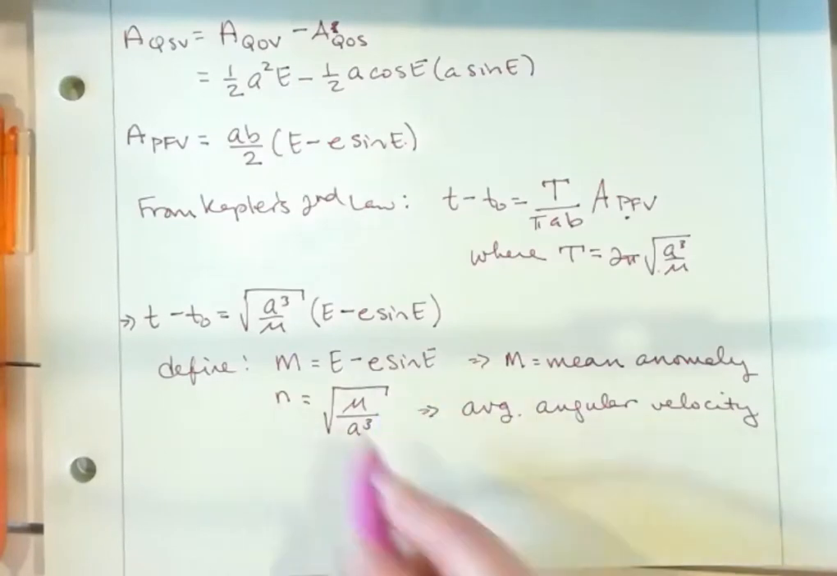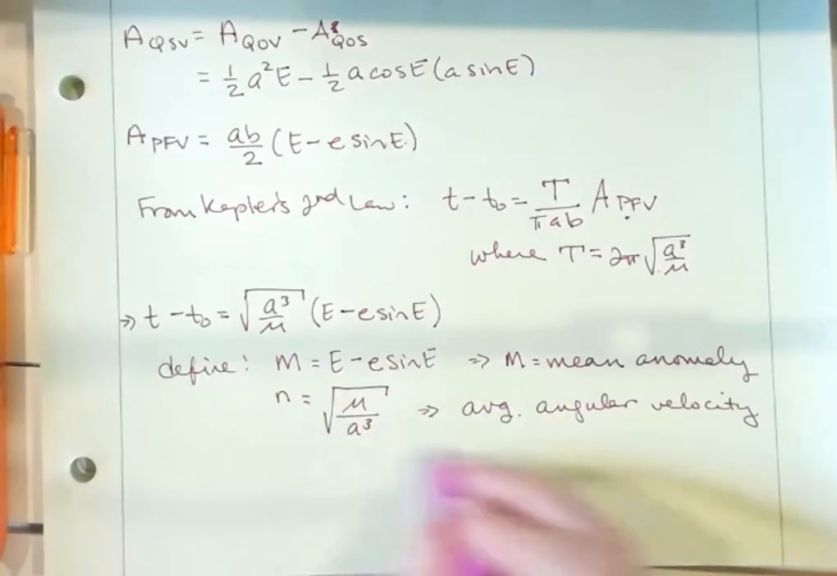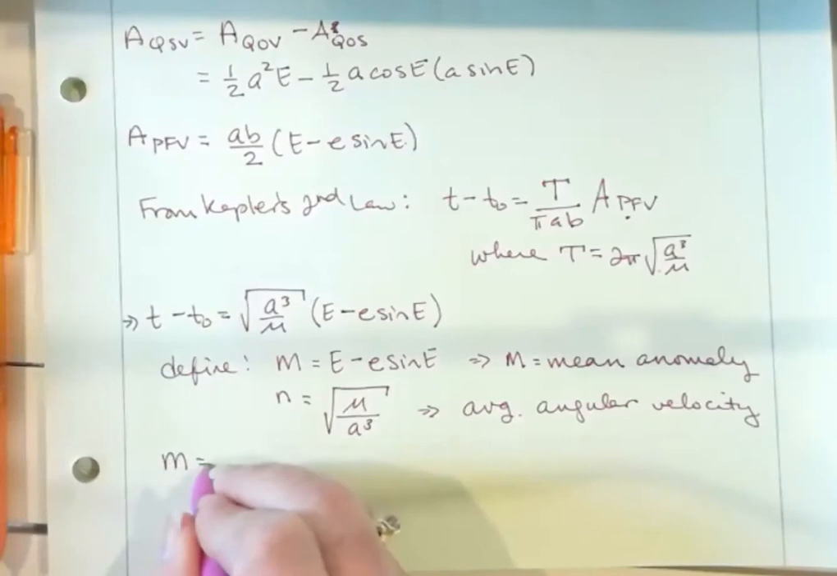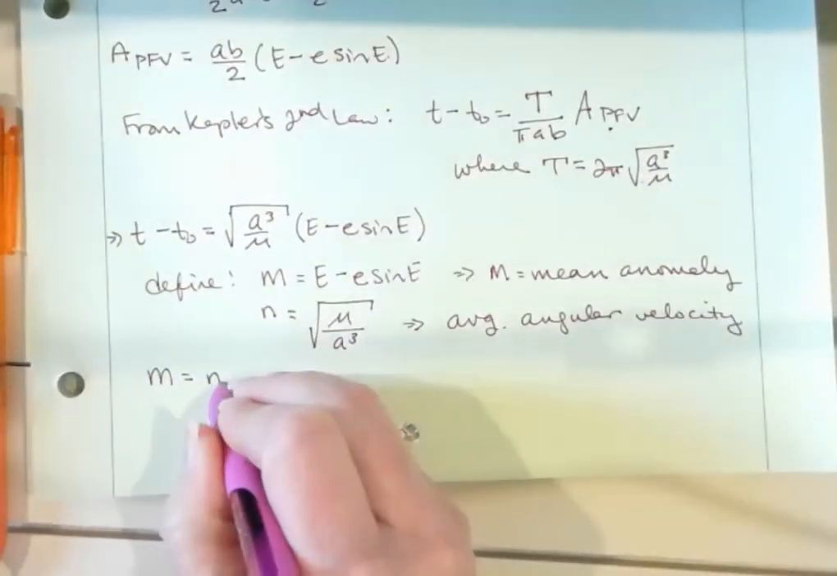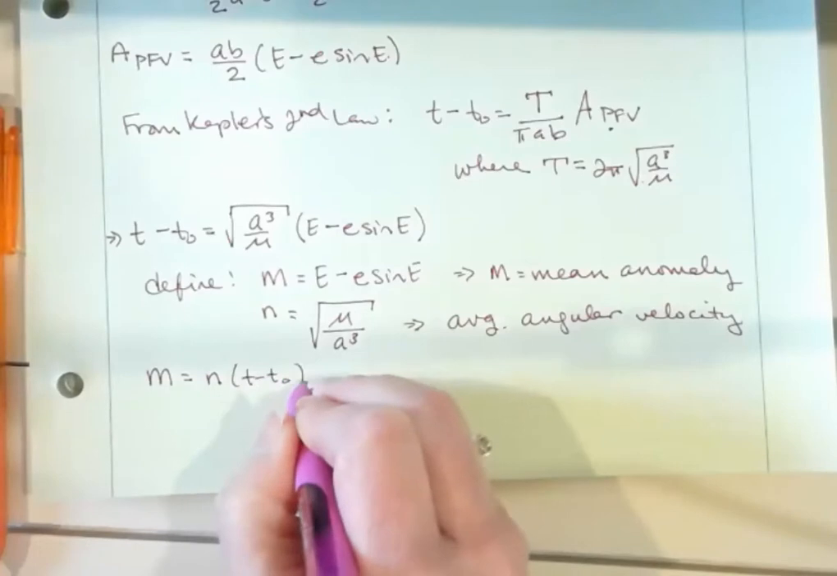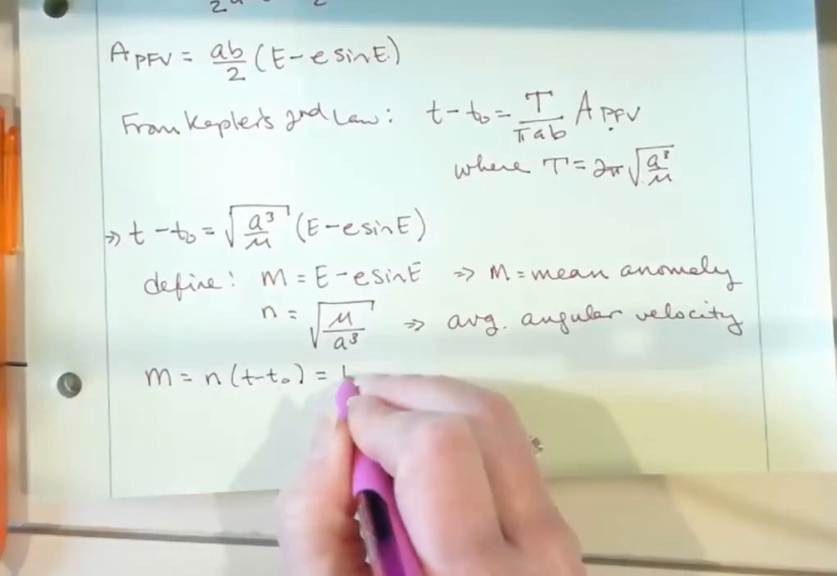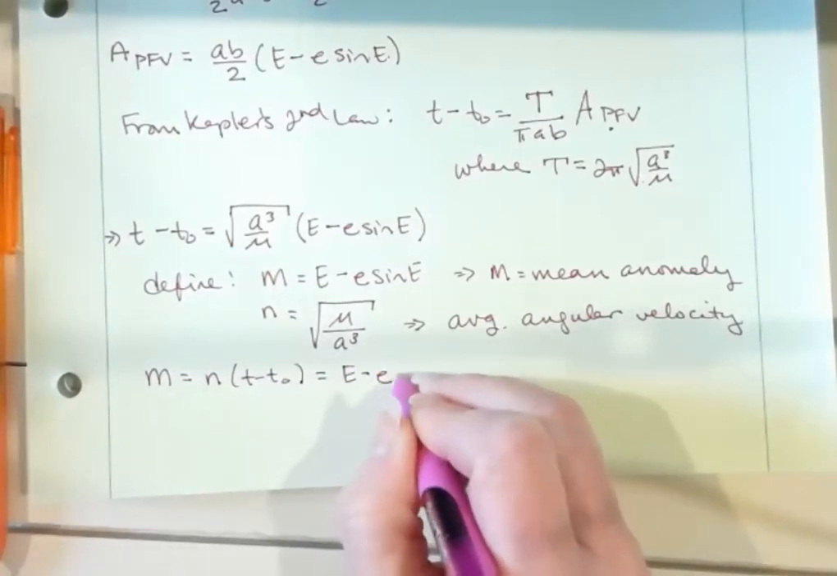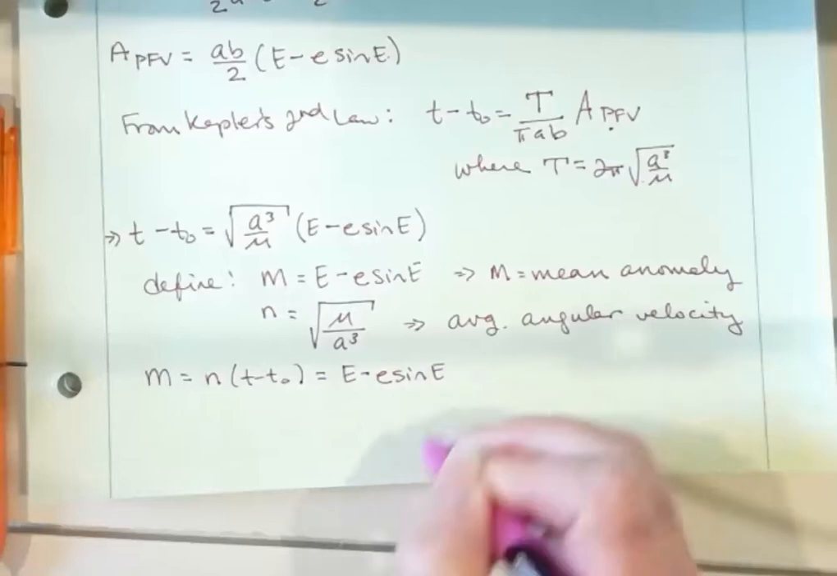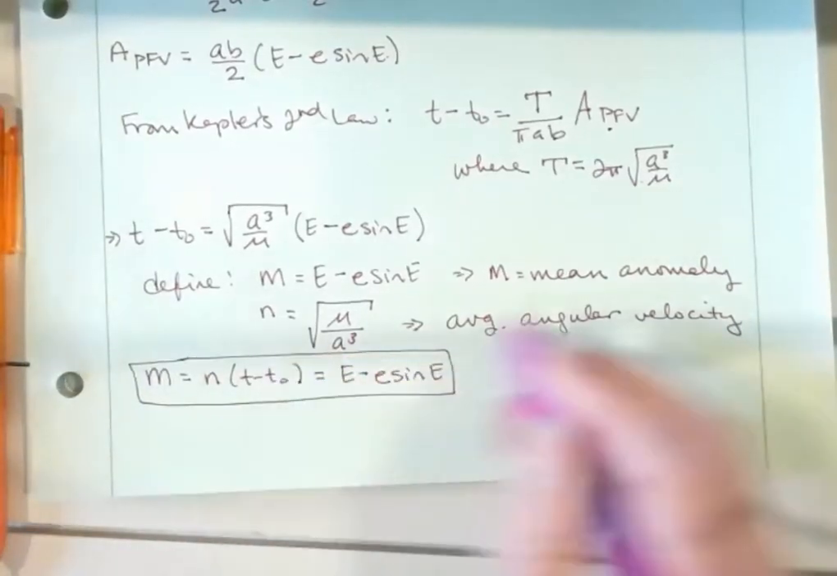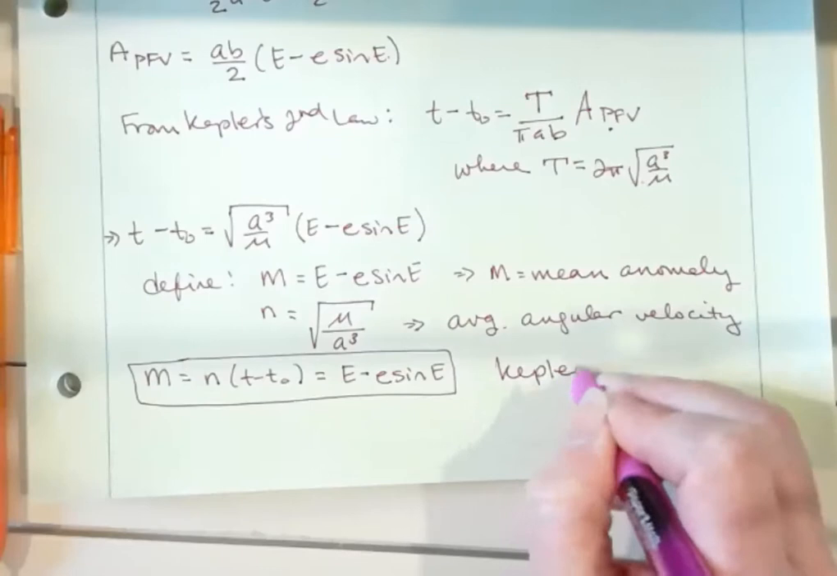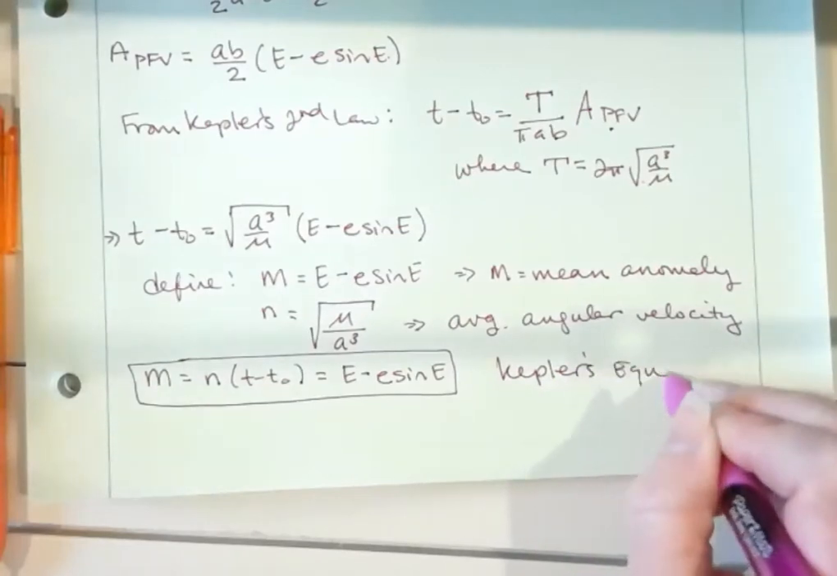So now let's rewrite our equation using these new terms. If we do that, we're going to say the mean anomaly M equals n times T minus T0, and that's going to equal E minus eccentricity times sine of E. This equation right here is Kepler's equation.